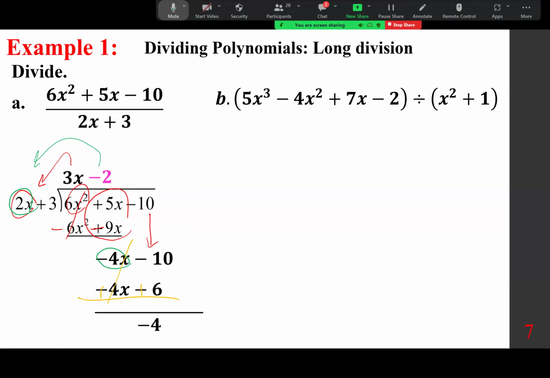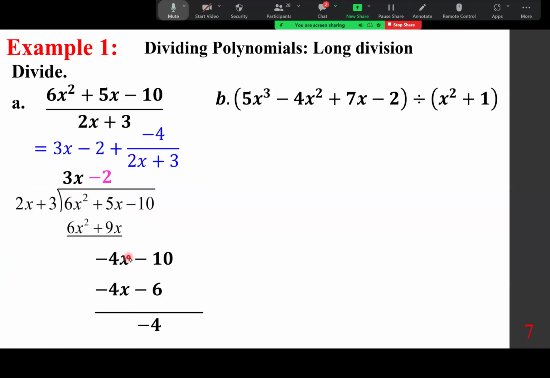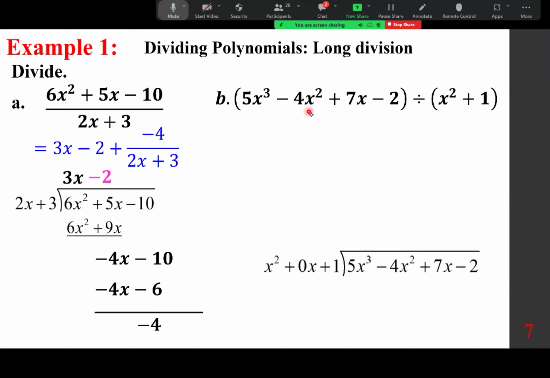Meaning, the answer to this is the quotient 3x minus 2 and the remainder minus 4 over the divisor 2x plus 3. Now, this one, you can write it in this fashion or just put this here in negative sign. Either way makes no difference. We'll do the same thing here.